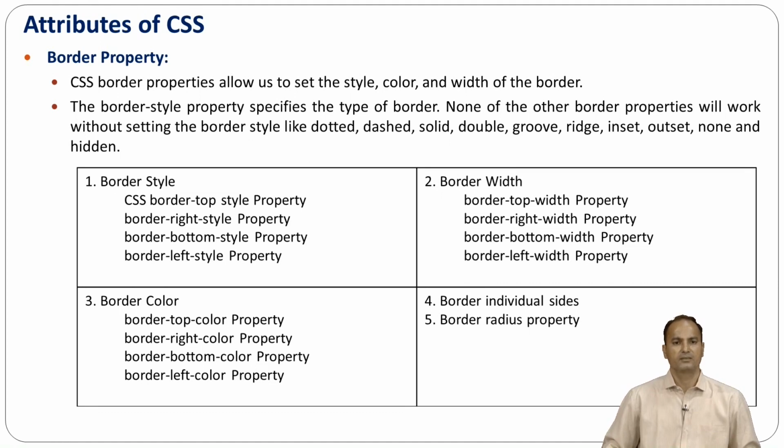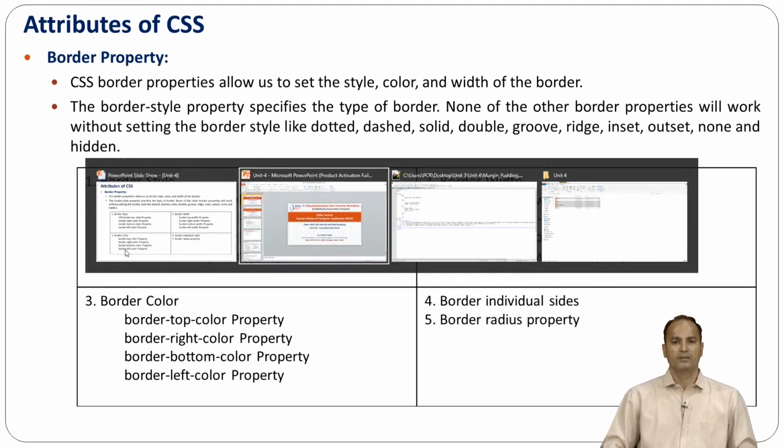Border style, maybe we can say border top, border right, border bottom, border left. In the same way for border color: border top, border right, border left, border bottom. For the width property, the same way: border top, border bottom, border left, border right. For individual border sides we can set it, as well as we can set the border radius properties. Now let's understand this border property through an example.